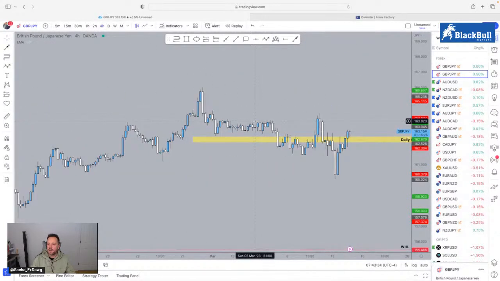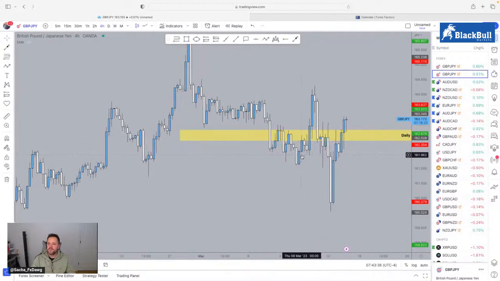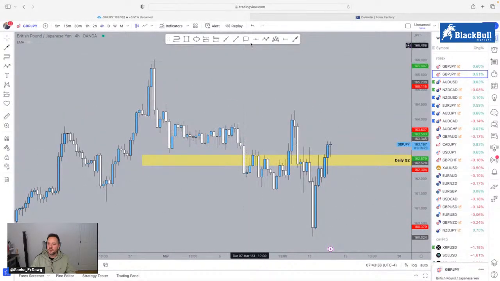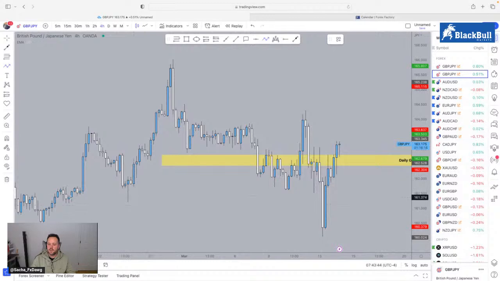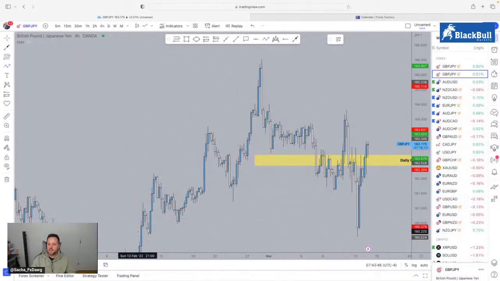Let's take a look at the 4-hour. Same concept, right? We can start from wherever we want, guys, but let's start here. Here we're bullish. Higher high. We're still bullish.